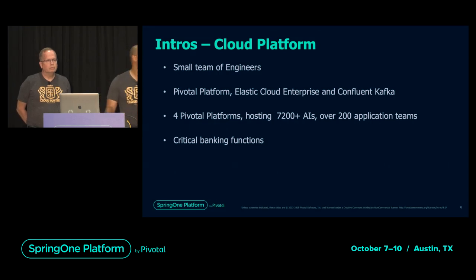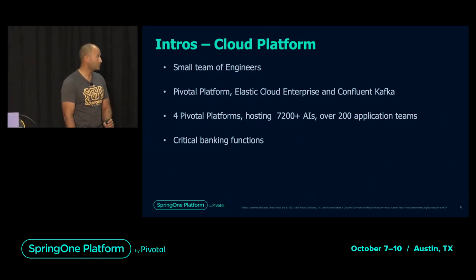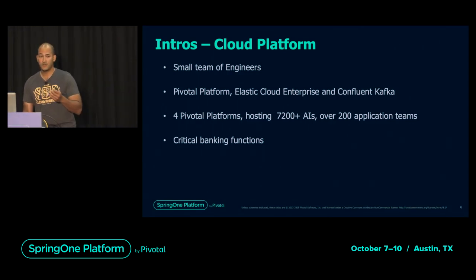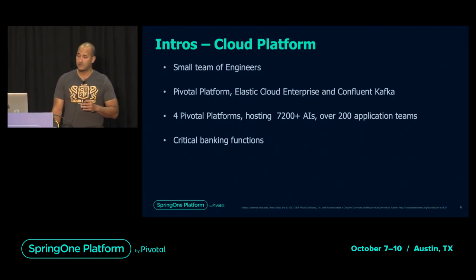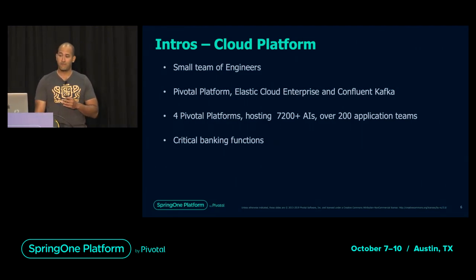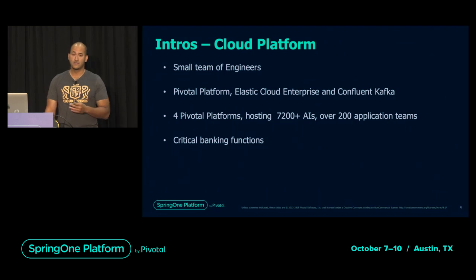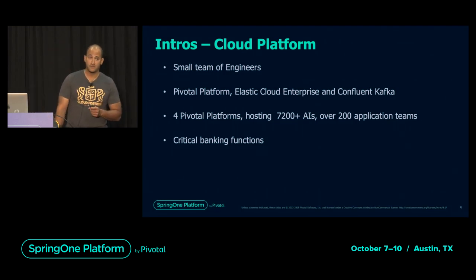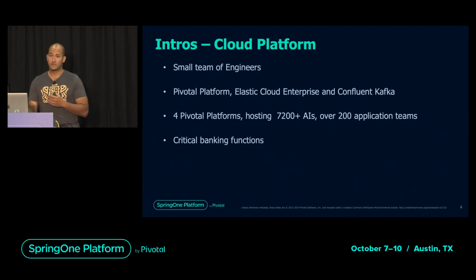So a quick introduction to the cloud platform team. We're a small team, a 2-pizza box team of engineers. We support 3 different platforms in total. One is the Pivotal platform, the other is the Elastic Cloud Enterprise, as well as Confluent Kafka. For the purposes of today's presentation, we are going to focus on Pivotal platform.